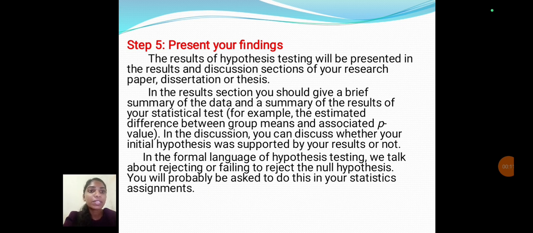In the formal language of hypothesis testing, we talk about rejecting or failing to reject the null hypothesis. You will probably be asked to do this in your statistical assignments.